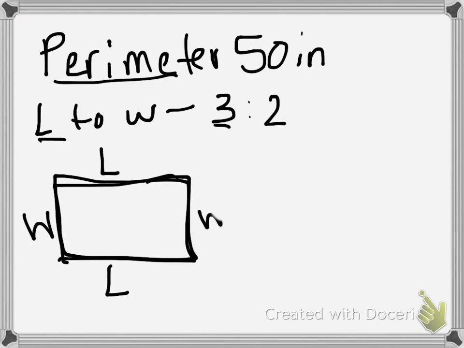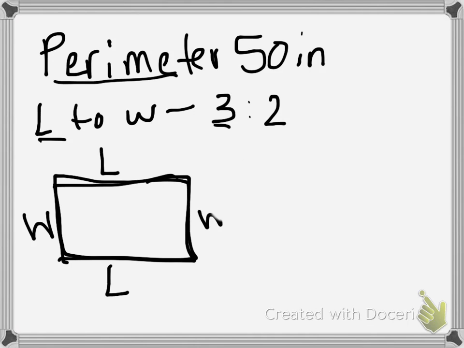Okay, so the way that I would think about the problem: the problem stated that a rectangle had a perimeter of 50 inches, and the ratio of the length to the width was 3 to 2. This is a little bit tricky if you don't take in all the information. It's easy to just look at the 50 and the 3 to 2 and think you're done.